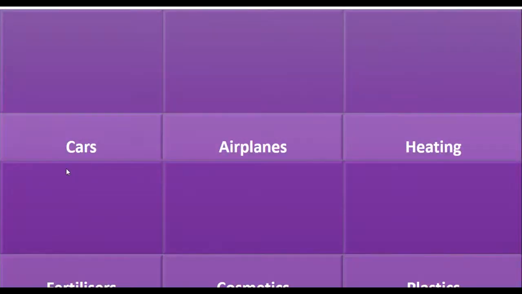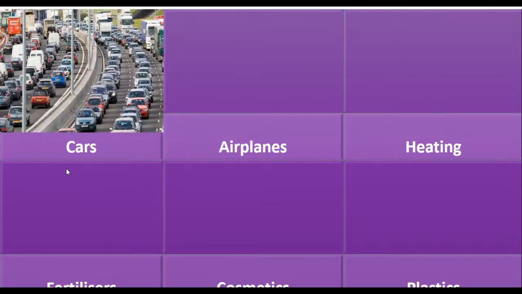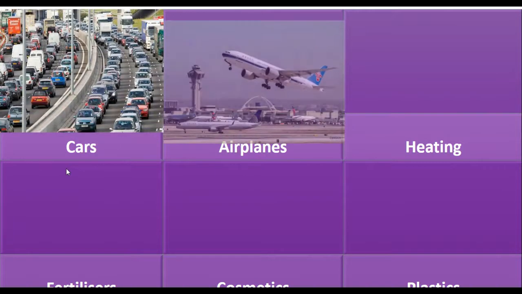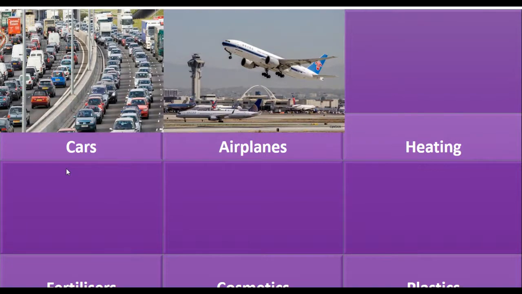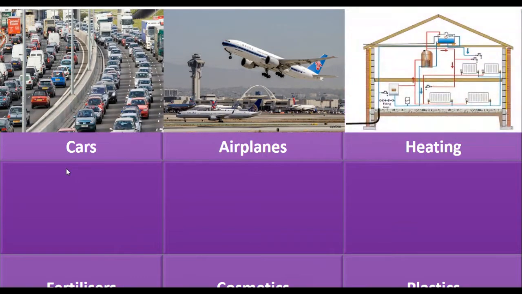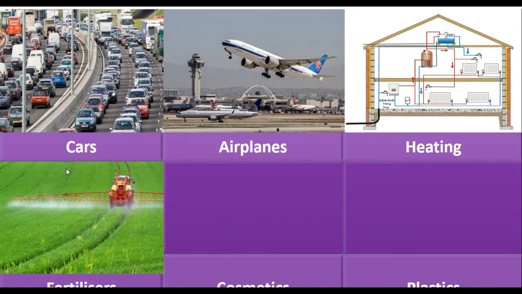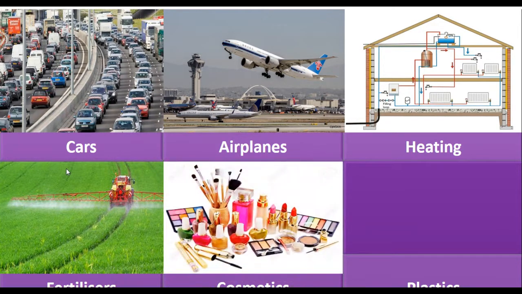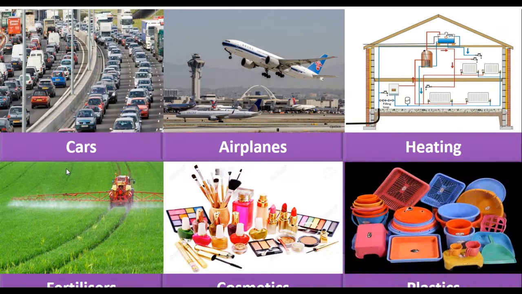Oil's a pretty good product for us to have a look at. It's used everywhere around us in our cars and in our aeroplanes, in our central heating, or if you're lucky enough to live outside of Scotland, perhaps air conditioning. We have fertilizers. It's used in makeup products and all kinds of plastics. So it's a good product for us to have a look at.